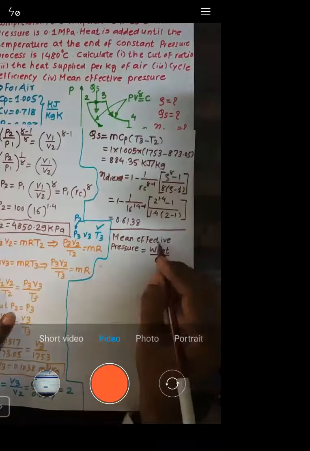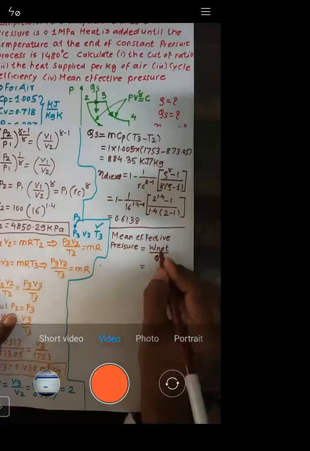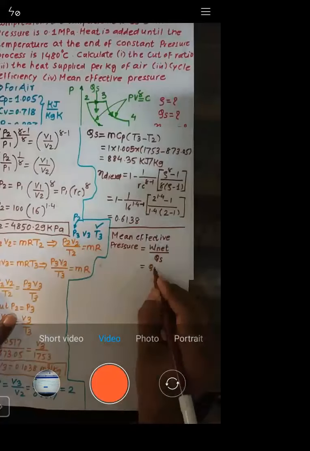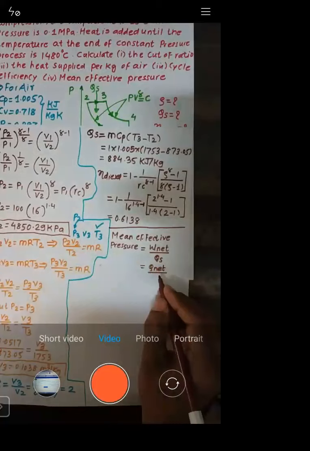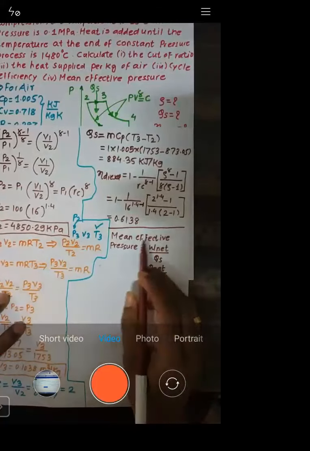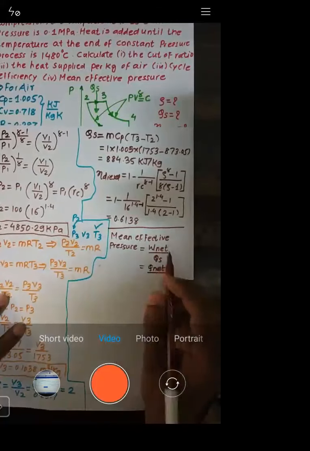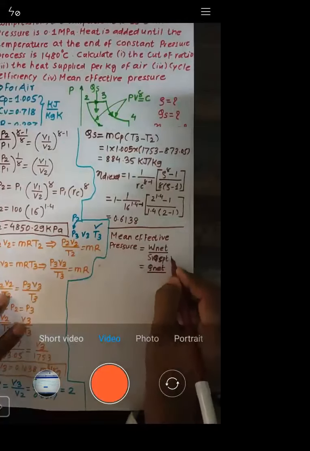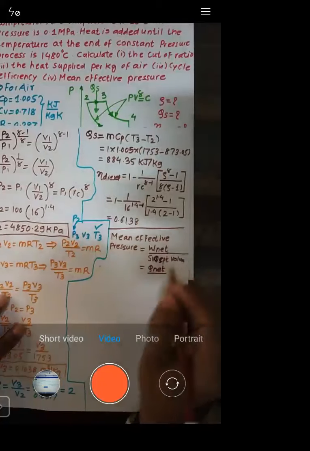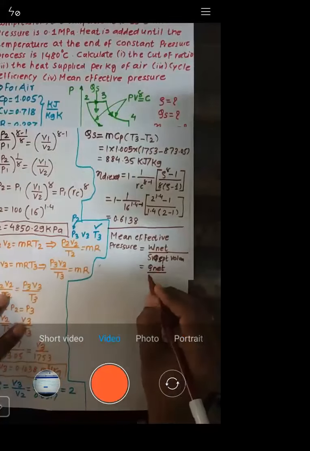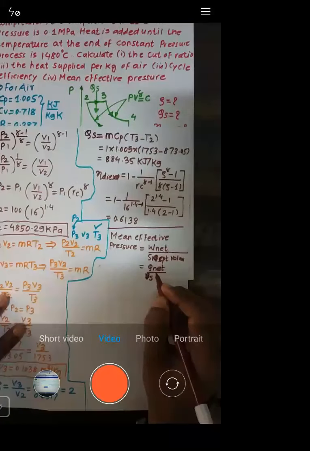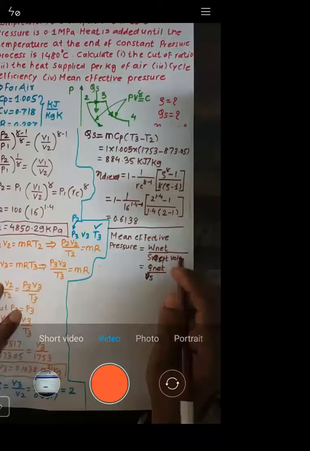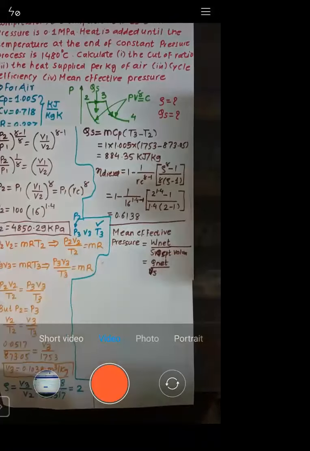How do you calculate net work? Net work is nothing but the net heat transfer. Or, see, I need to correct it. Mean effective pressure is a ratio of net work to the swept volume. Sorry, it's a ratio of net work to the swept volume. Swept volume I'll just write as VS.